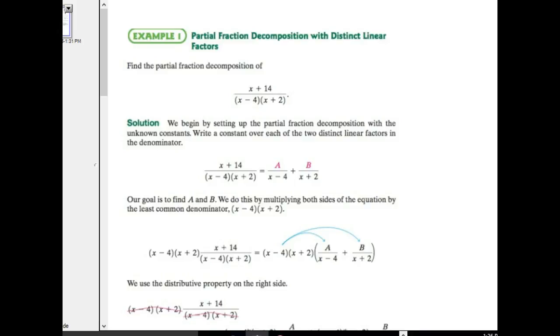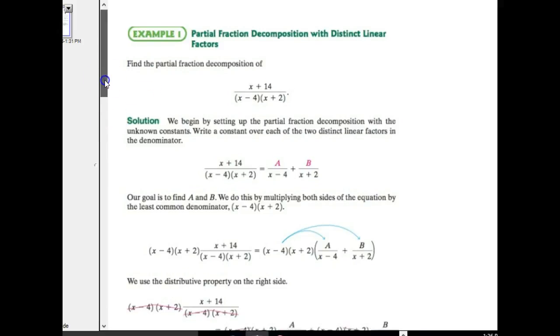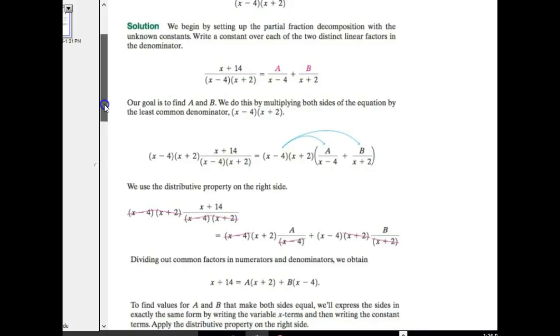We're going to find the partial fraction decomposition of x plus 14 over x minus 4 and x plus 2. And there's a process that you have to follow, as you're going to see as we go through this solution here.